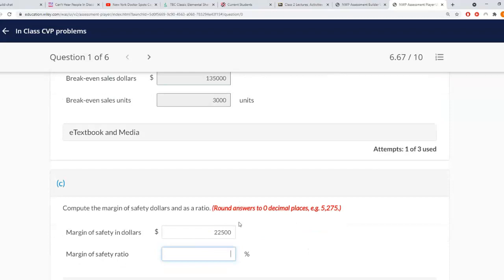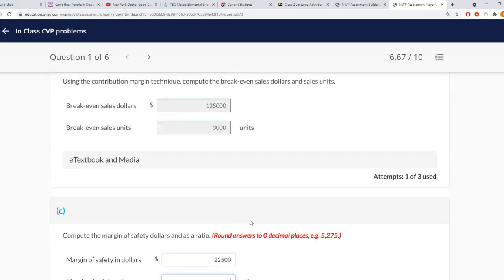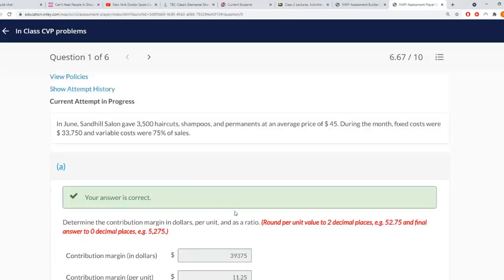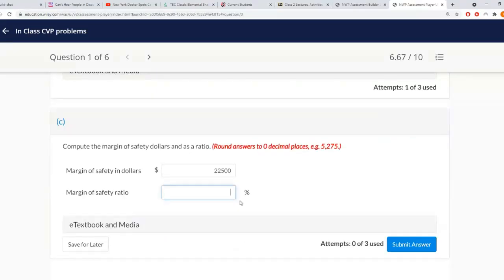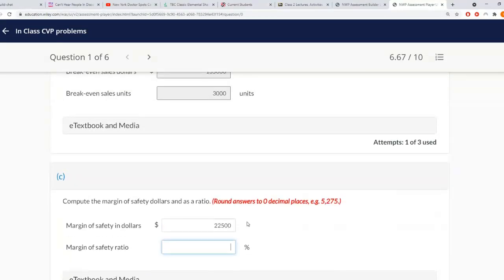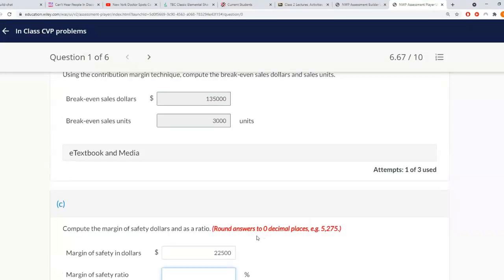So you got the sales there. You already calculated the sales, you said. One second, Doctor. And it will be 25%, right, Doctor? I don't know. You take the margin of safety in dollars and divide it by the total sales.